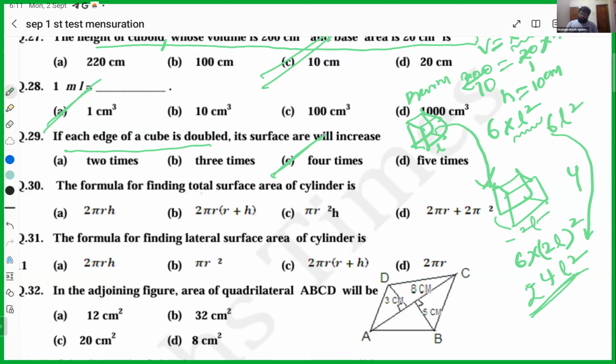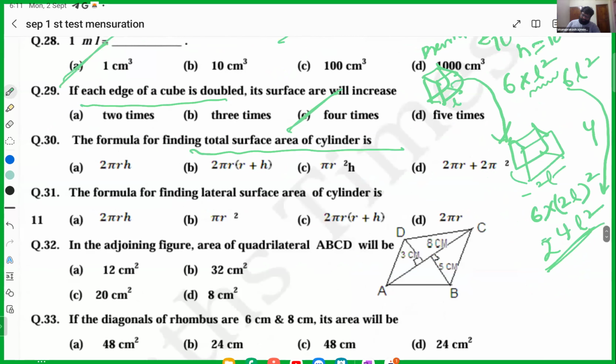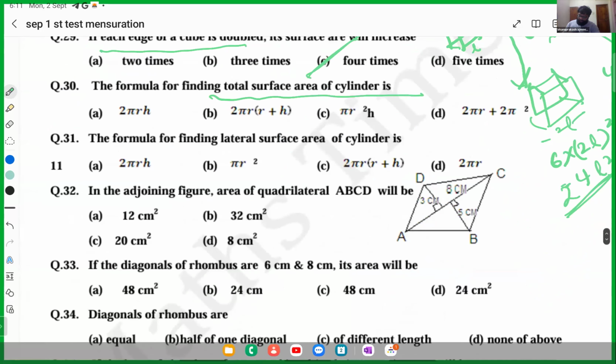Next, the total surface area of a cylinder is 2 pi r into r plus h. This thing we already discussed in the class. I also sent notes for you.